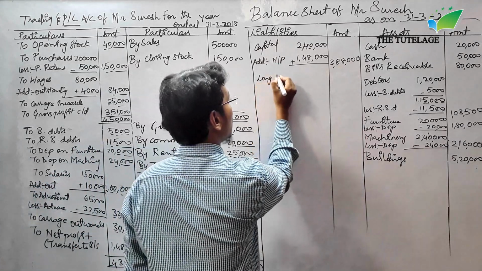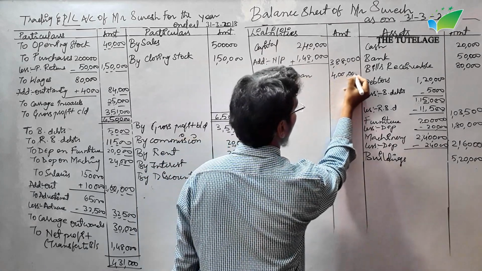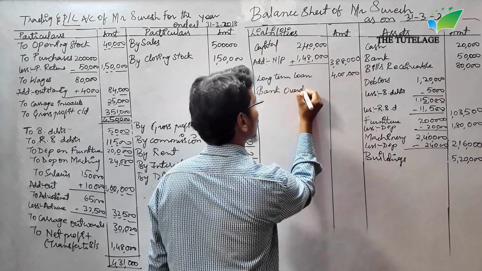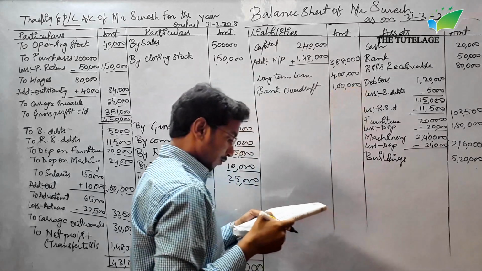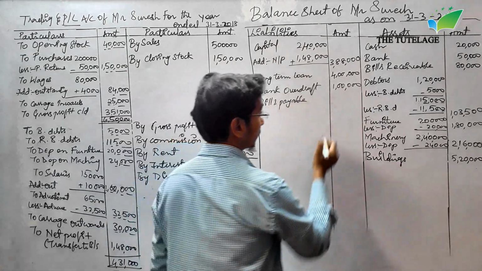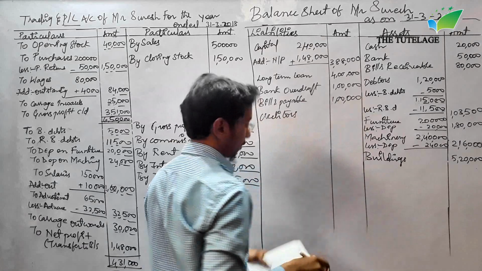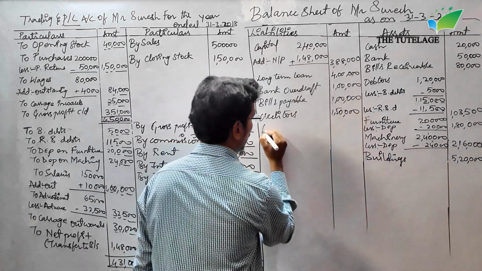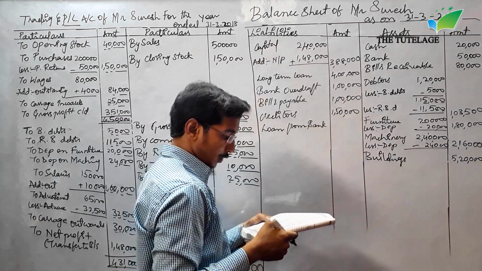Next one, long term loan. Long term loan is also a liability. Write it on the liability side: 4 lakhs. Next one is bank overdraft. Bank overdraft is also a liability. Amount is 1 lakh. Next one is bills payable. Bills payable amount is 1 lakh. And creditors. Creditors amount is 1,50,000. Next one is loan from bank. Loan from bank is also a liability, so we should record it on the liability side. How much is it? 2 lakhs.